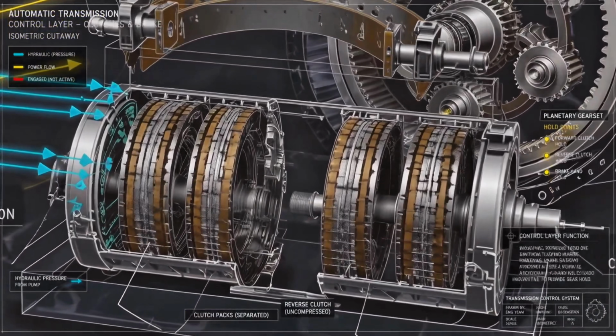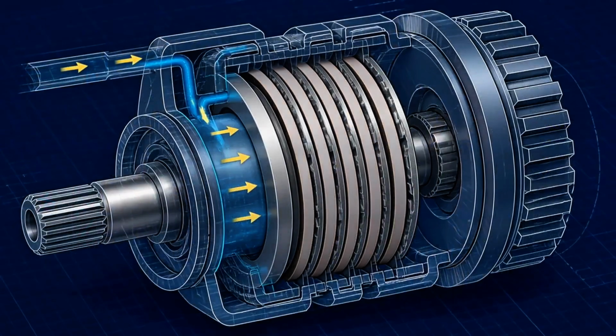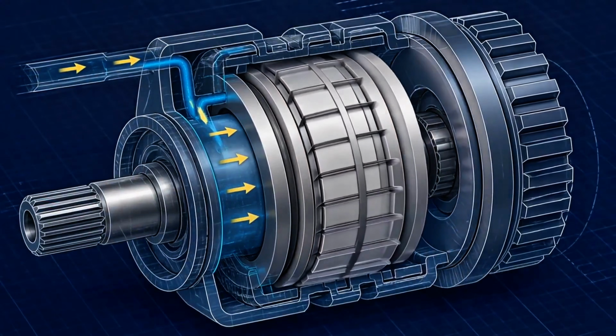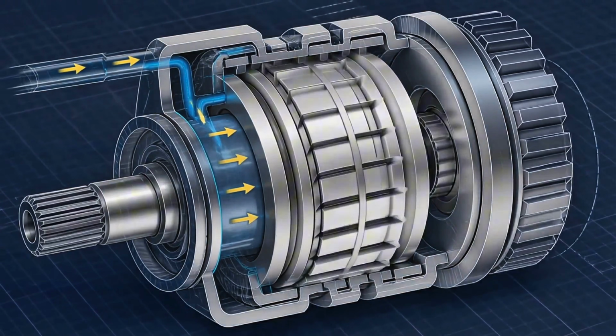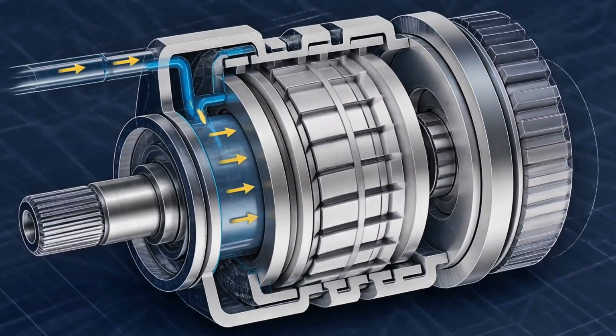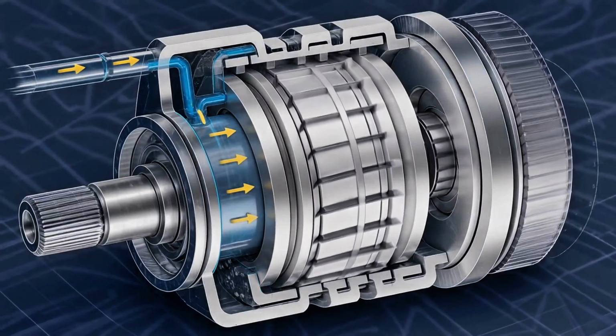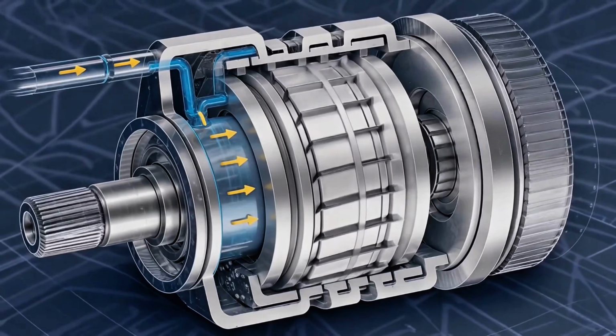That job belongs to the clutch packs, and, in some designs, brake bands. A clutch pack contains alternating friction discs and steel plates. Some discs are connected to a rotating shaft, while others are connected to a drum or another gear set member. When hydraulic pressure squeezes the pack together, friction locks the discs and plates so they rotate as one component. When pressure is released, they can rotate independently again.